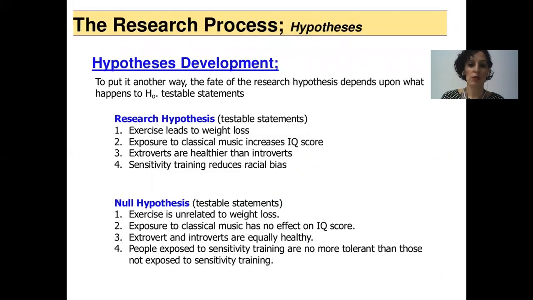So you have to remember that you have a research hypothesis and it has to be testable. There are different examples here. Exercise leads to weight loss, extroverts are healthier than introverts, but there can be null hypotheses, as you saw in the video, where the outcome is that there is no effect. So exercise is unrelated to weight loss, and extroverts and introverts are just as healthy.